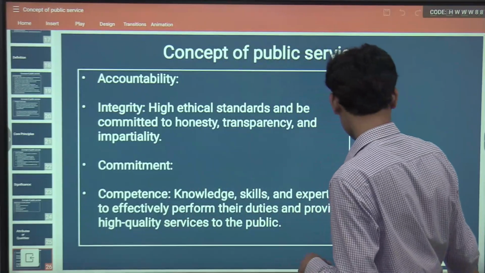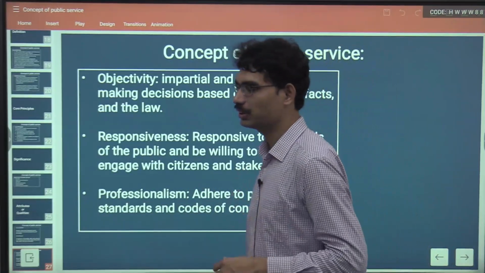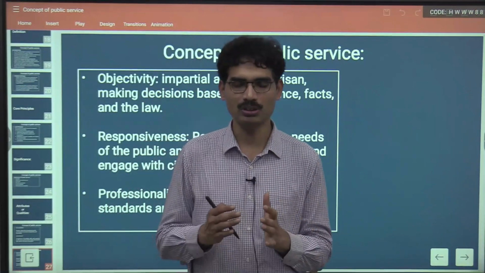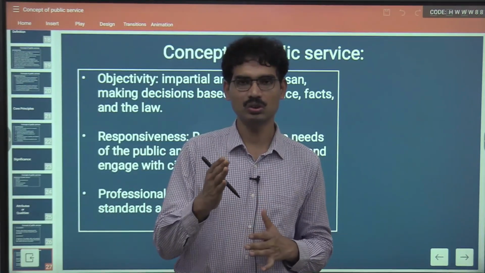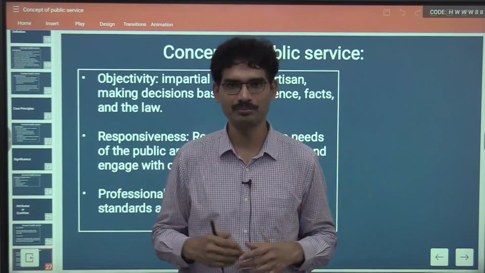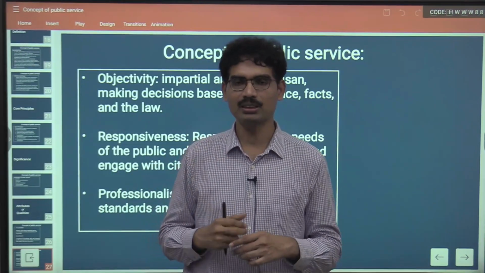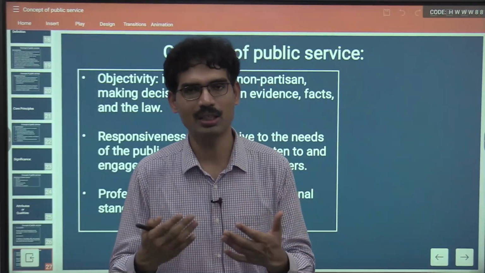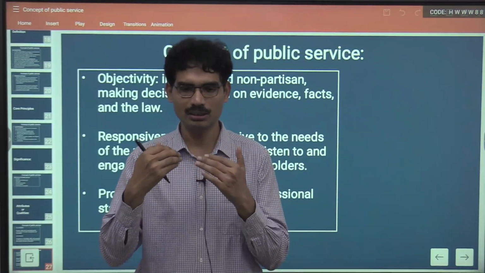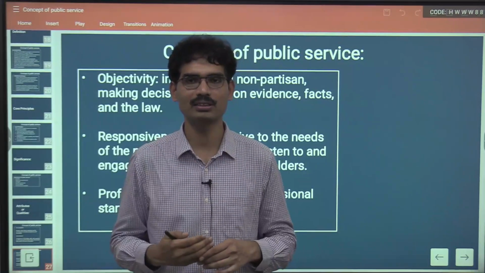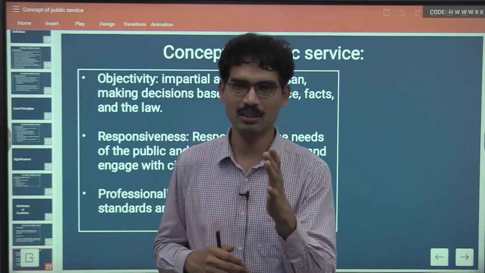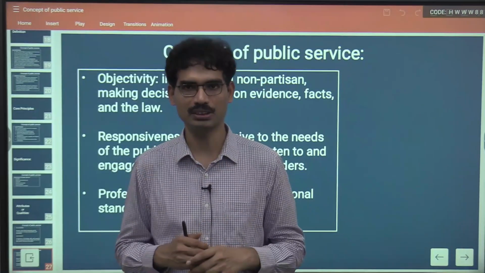Commitment to the service: objectivity and impartiality. Suppose public service is used to construct houses and distribute these houses to the people. Impartiality means whoever is eligible for this house, they must be given. The civil servants or the people who are delivering the public service must not discriminate against people, whether they belong to a particular caste or party or any other consideration.